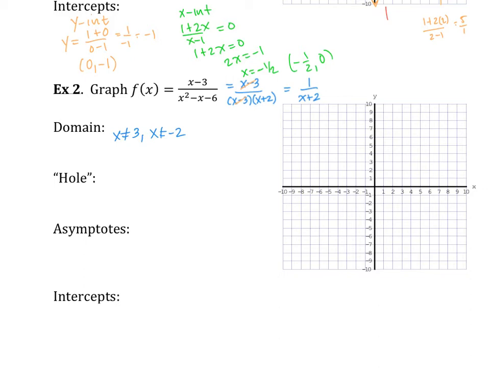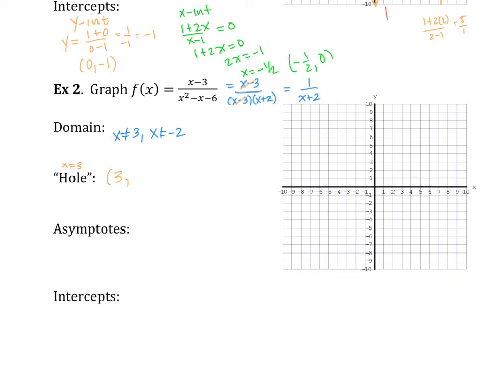It asks for a quote-unquote hole, which is also a removable discontinuity. If you cancel out a factor, you produce a removable discontinuity or a hole. Because I canceled out x minus 3, there is a hole at x equals 3. x equals 3 is a line. Your hole is a point. So when it asks you for the hole, you need to write the ordered pair of the hole.